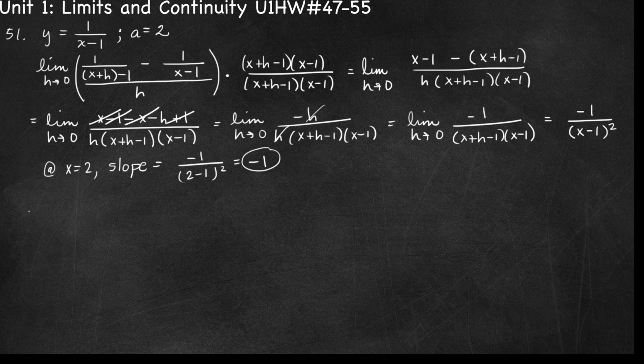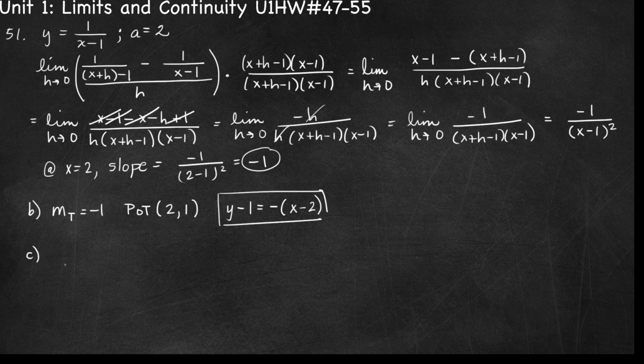Part B, we're going to write the equation of the tangent line at x equals 2. So I know the slope of my tangent line is negative 1, and my point of tangency is 2 comma. So when the x-coordinate is 2, what's the function equal to? What's the value of my function? Well, I'm going to substitute 2 into my function. So I have 1 over 2 minus 1, or 1. I have the slope, and I have the point of tangency. So I can write my equation, y minus the y-coordinate equals slope times x minus the x-coordinate. So there's the equation of my tangent line.